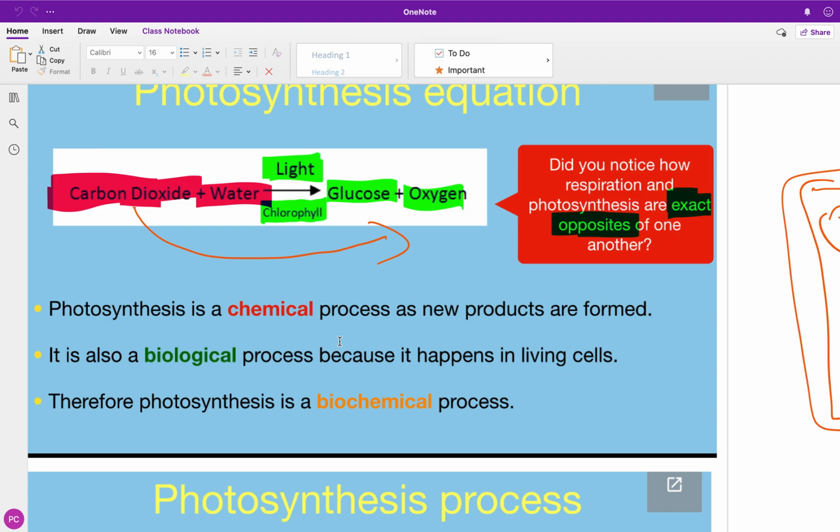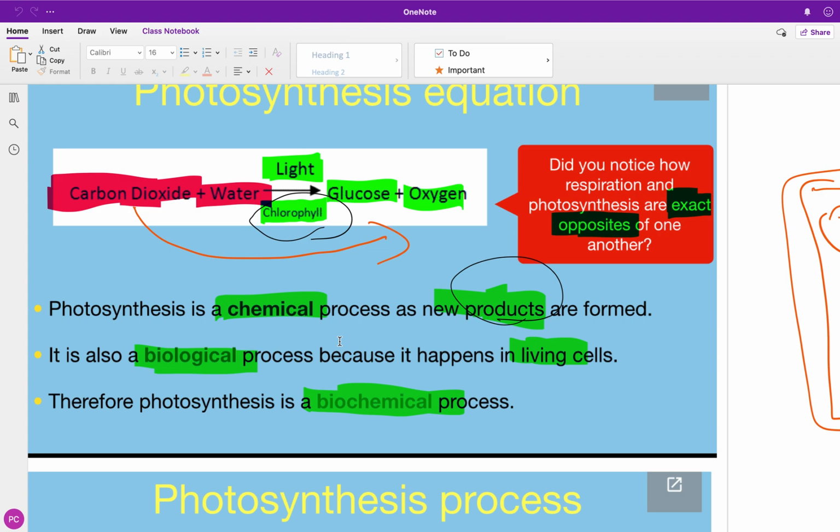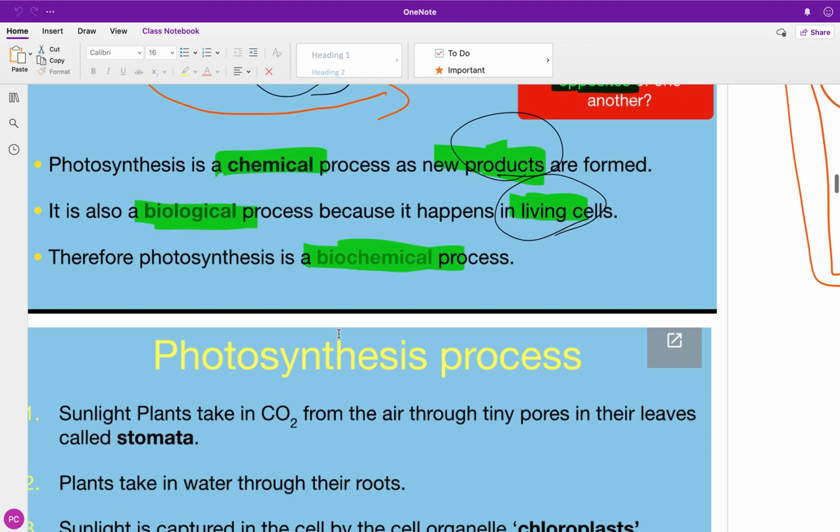So that's that stuff here in the equation. In order for photosynthesis to happen, they have to have light and they have to have chlorophyll. Right, we did this before. Photosynthesis is a chemical process. Remember, it's chemistry because you're getting products. It's biological because it happens inside something living. So photosynthesis is a biochemical reaction because it produces a product, and it does that inside living cells. So we call it a biochemical process or a biochemical reaction.